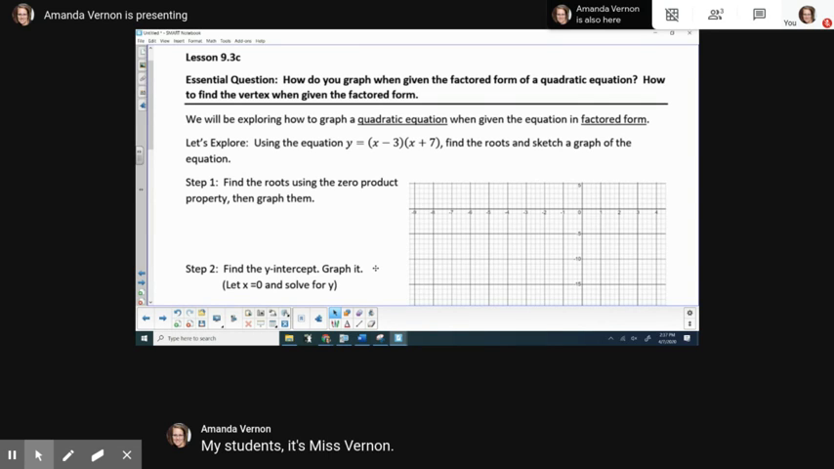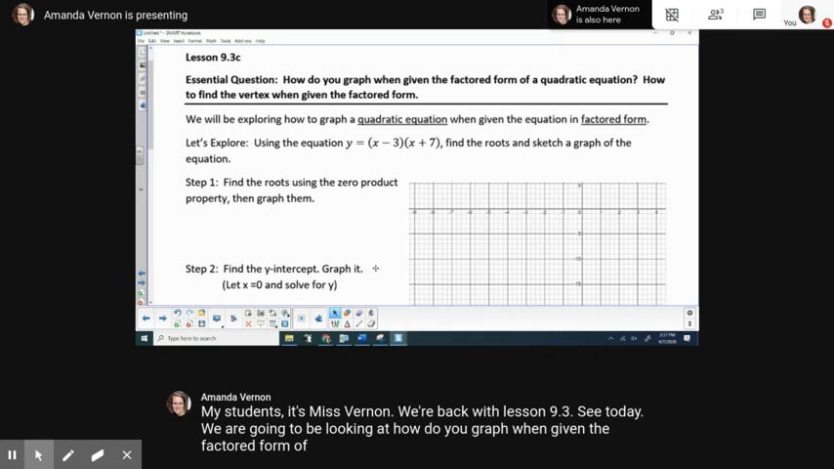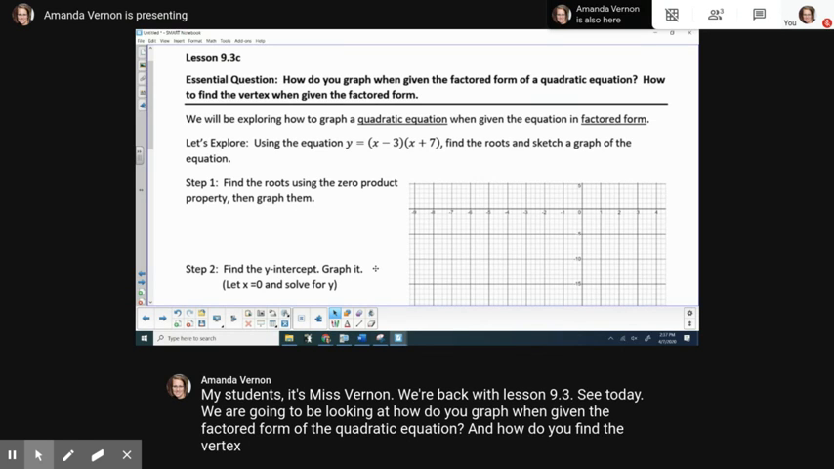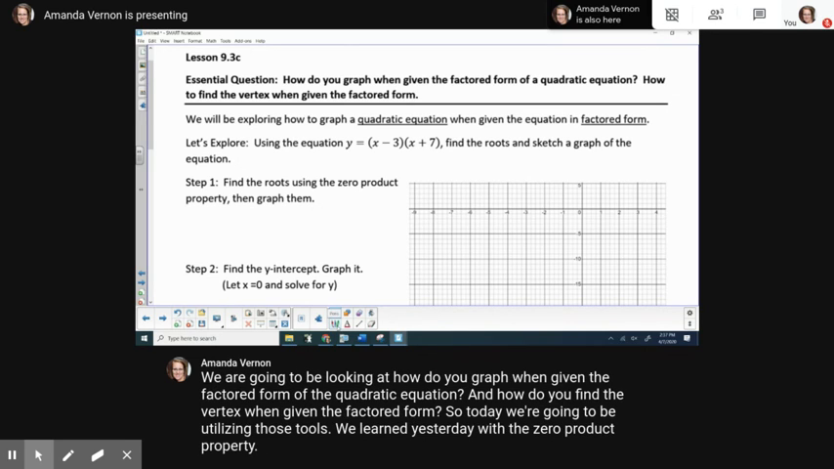We're back with lesson 9.3c. Today we are going to be looking at how you graph when given the factored form of a quadratic equation, and how you find the vertex when given the factored form. So today we're going to be utilizing those tools we learned yesterday with the zero product property, and we're just going to go ahead and get started.